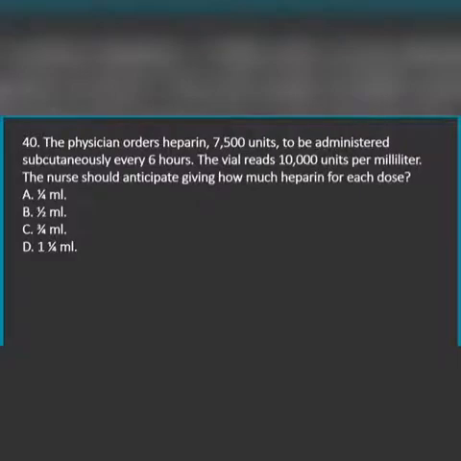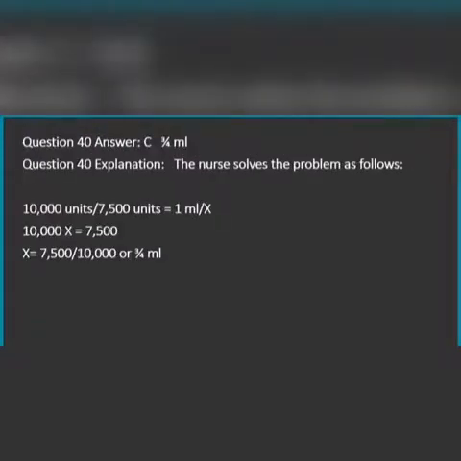Question 40. The physician orders heparin, 7,500 units, to be administered subcutaneously every 6 hours. The vial reads 10,000 units per milliliter. The nurse should anticipate giving how much heparin for each dose? A. 1/4 milliliter. B. 1/2 milliliter. C. 3/4 milliliter. D. 1 1/4 milliliter. Question 40. Answer: C. 3/4 milliliter.